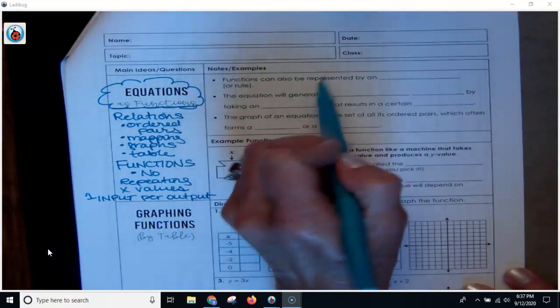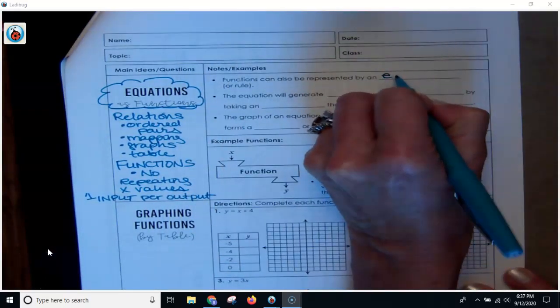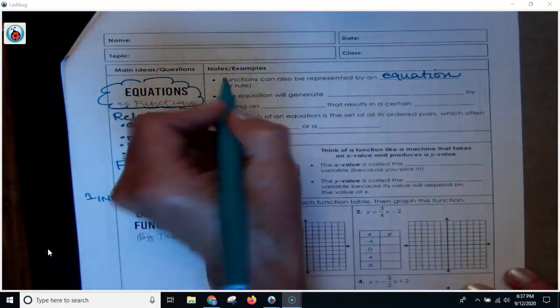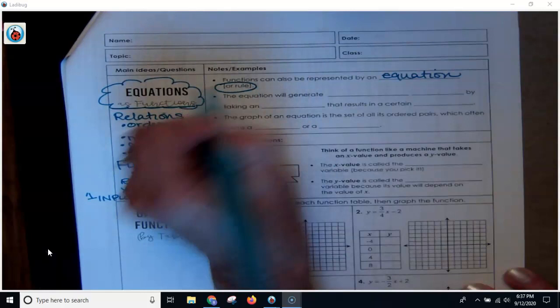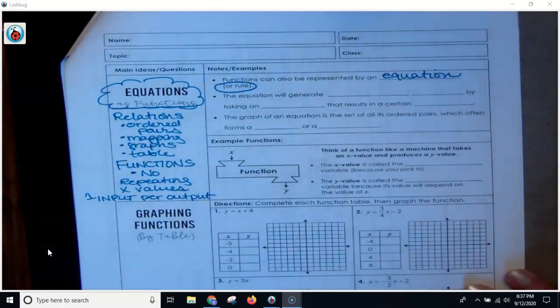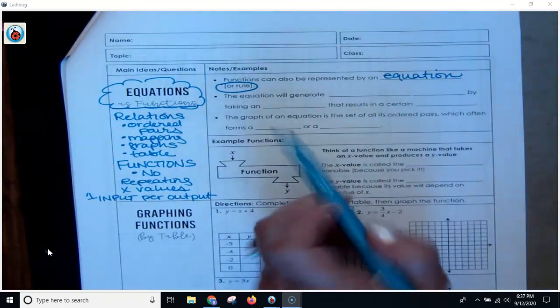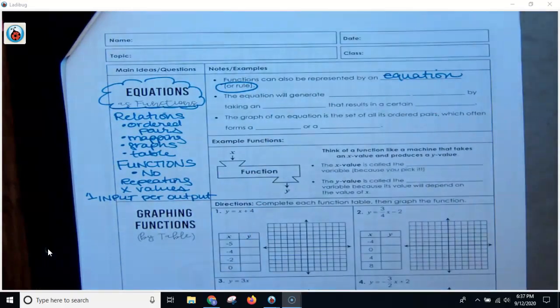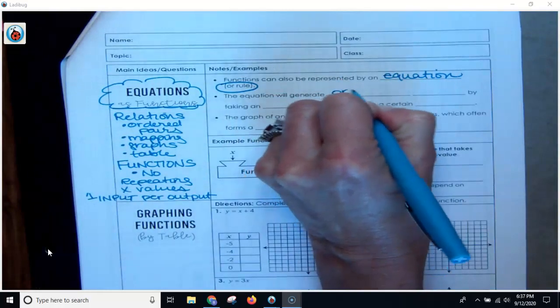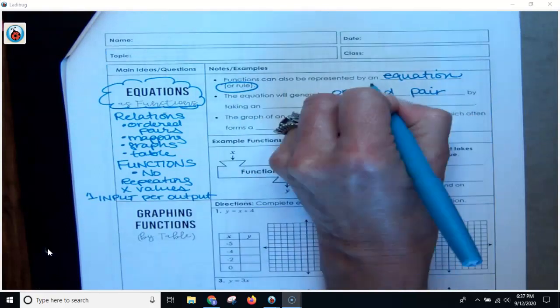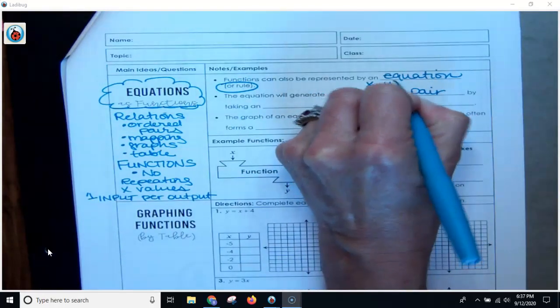Functions can be represented by an equation or a rule. Basically, you just need to follow the rules. When you're in math, you have to follow the rules and just be a rule follower and everything will go much easier for you. The equation will generate an ordered pair, meaning that when you have an x value, you will get a y value.